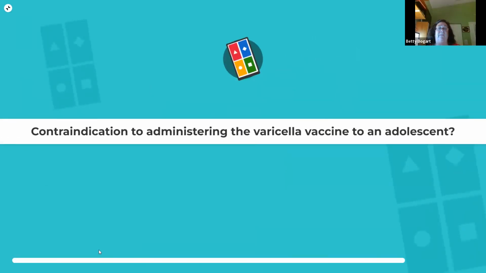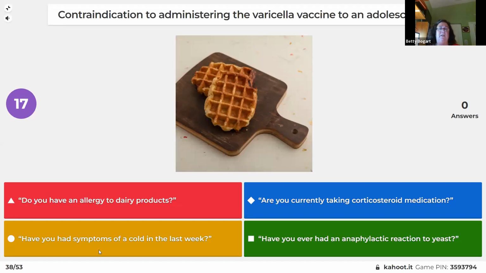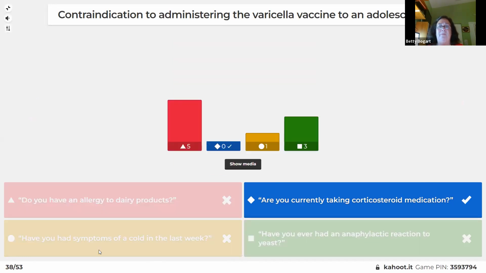Contraindication to administering the varicella vaccine to an adolescent. Now, I throw this one in here because it's a question you're going to see, I guarantee, probably on your NCLEX. And it's talking about what a varicella vaccine is. Remember, it is a live vaccine. What do you know about live vaccines? And what do you know about one of these answers that makes a person immunosuppressed? It's steroids. So live vaccines you can't give to an immunosuppressed patient, which there's a bunch of diagnoses, but steroids also render them immunosuppressed.